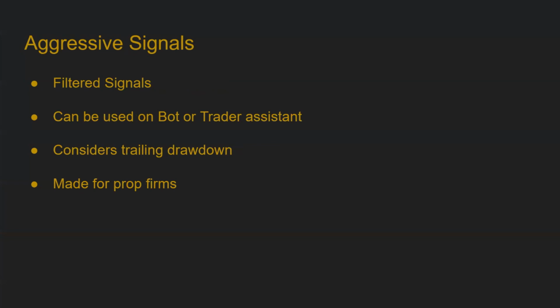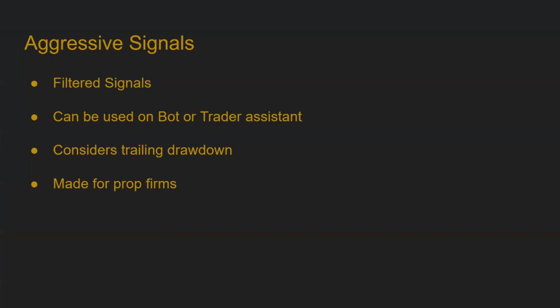Next up are the aggressive signals. These are filtered signals, and they're a lot better. You can actually use these on the bot or the trader assistant. The reason I say they're a lot better is because I trade with prop firms, and especially if you trade with prop firms, it is a lot better than the extreme. And why is that? Because it considers the trailing drawdown. The aggressive signal was purposely made for the prop firm system. It has the trailing drawdown, so you actually don't lose more money than you gain.